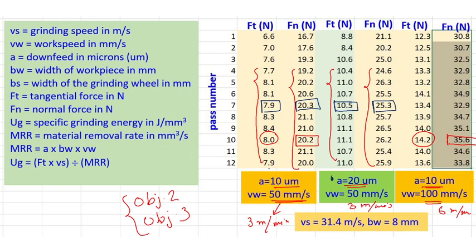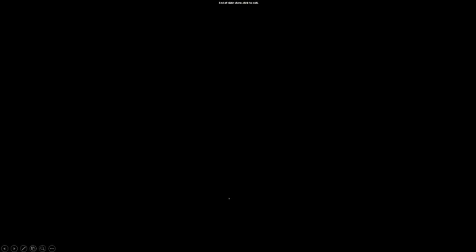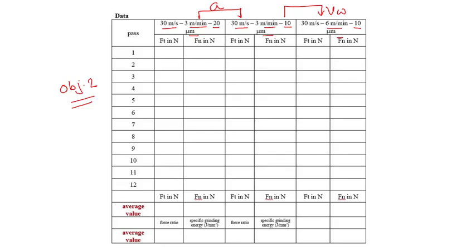Here instead of plotting graphs, what you have to do is take the average values. So how do you take average values? For taking average values, wherever it has become stable, there you take the average of FT. So if you go back here, you have to put the average value of FT, FN for this particular combination, FT, FN, FT, FN. Using that FT, FN, you have to calculate the average value of force ratio and specific grinding energy. So this is what you have to do.